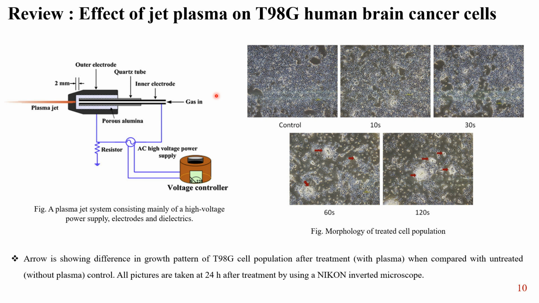And then in the second figure, the cell morphology analysis revealed that the growth pattern of the T98G cell was also affected by the jet plasma. Here the comparison is shown between the cells treated with plasma and the untreated control. Here is the control one, and these four are treated with the plasma. You can see here that for the 120, compared to the others, there is a higher cell population after treatment with the plasma.